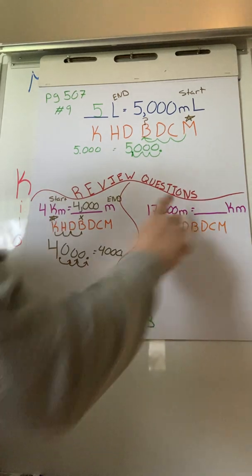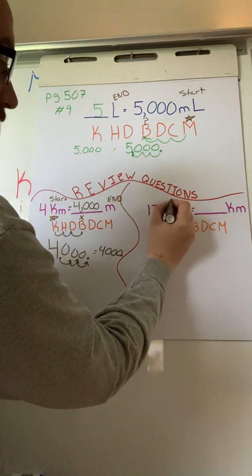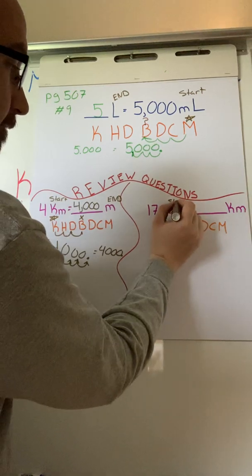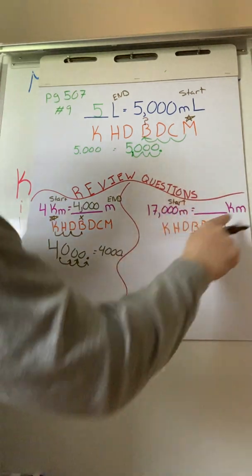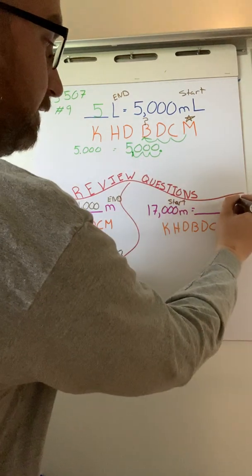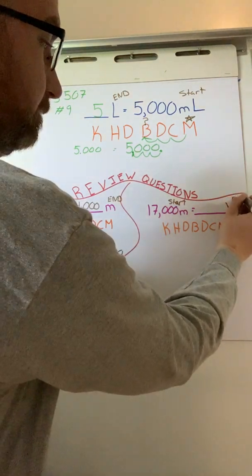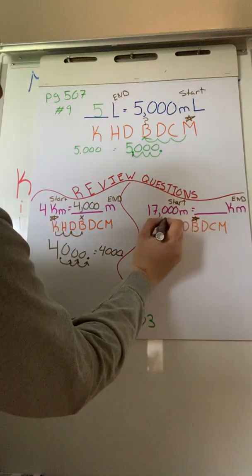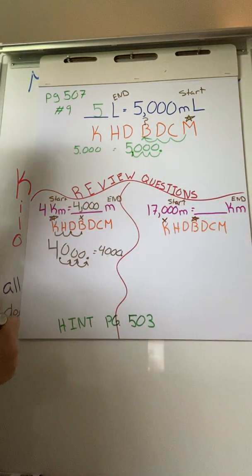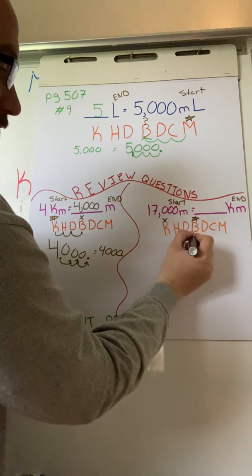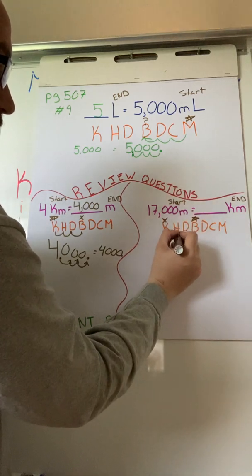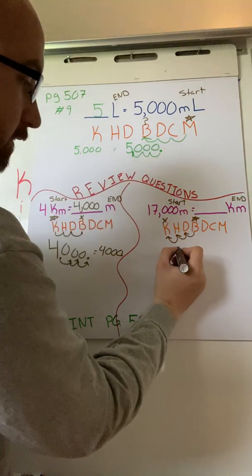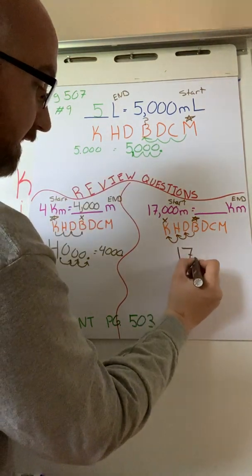So remember, meters, this time this is going to be our start because that's what they gave us. Kilometers is going to be our end because that's what we're looking for. So I put my star above the B. I put my X at kilometers. And I count 1, 2, 3 place values. So I bring down 17,000 meters.